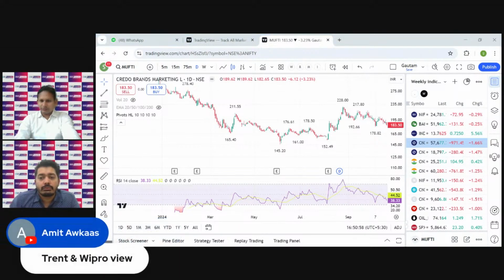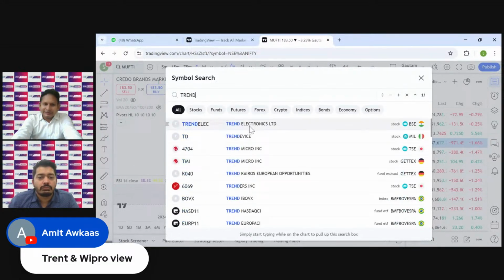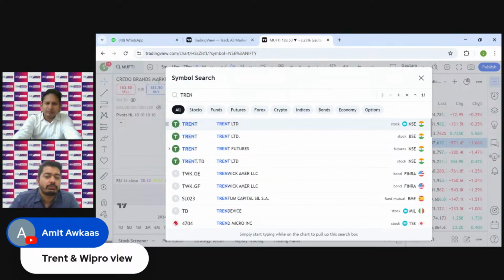Yeah, thanks, Gautam. So let us move to the next question. Trent and Wipro view. Again, fundamentally, both the companies are doing well. But again, Trent has seen a massive run up during the last 2 years and has delivered a multi-bagger return. In terms of valuation, definitely trading at an expensive valuation at the current juncture. But despite that, we have not seen any iota of correction as far as Trent is concerned. So if you are holding Trent from very low levels, would recommend to remain invested.